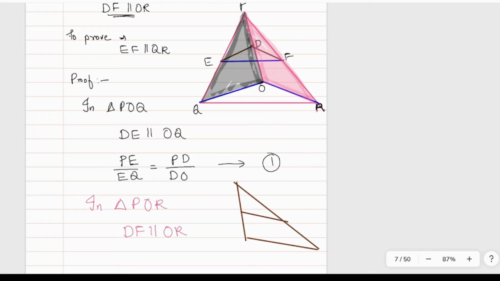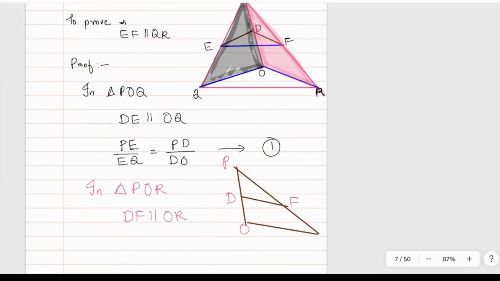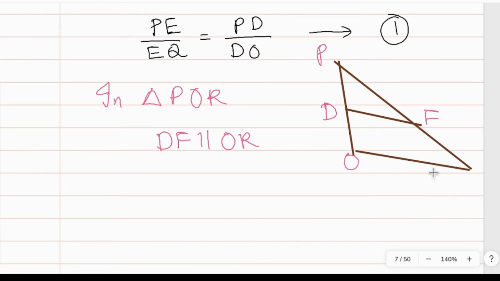Okay, now look, P, D, F, O, R. Here it is given these two are parallel lines. In that case, what can we write? PD divided by DO equal to PF divided by FR. For this one, I will give the equation number 2.